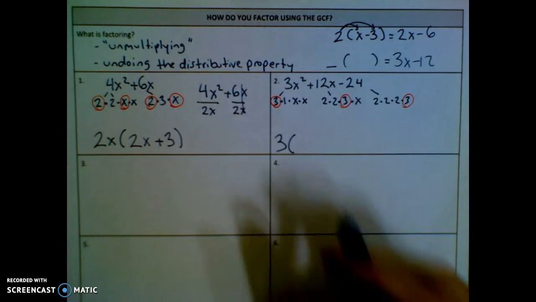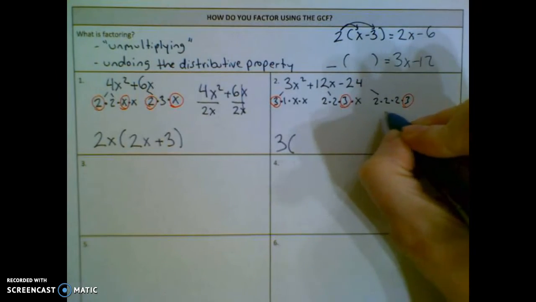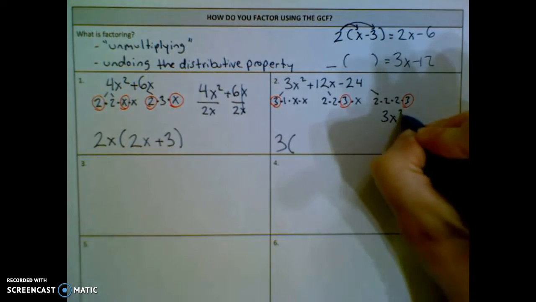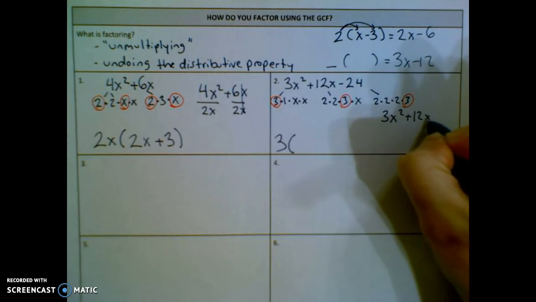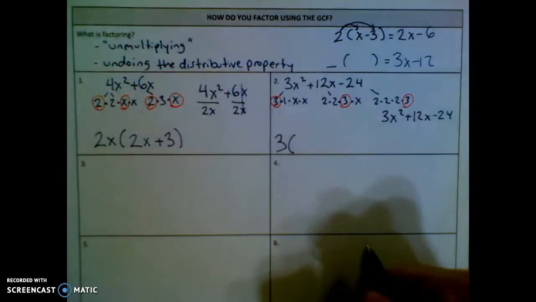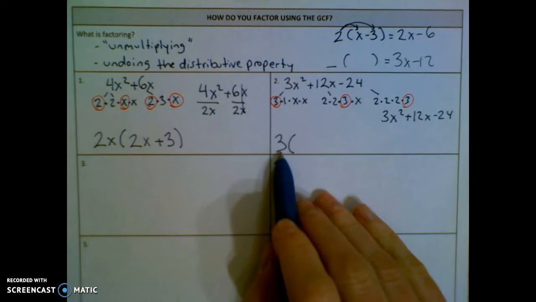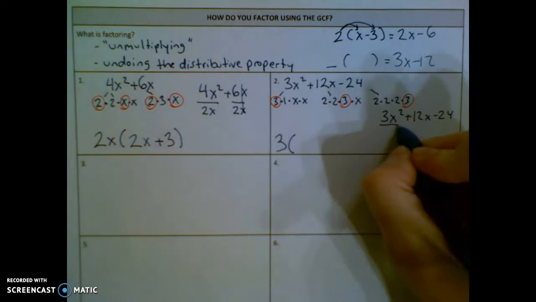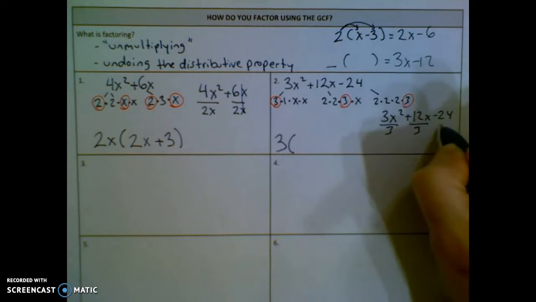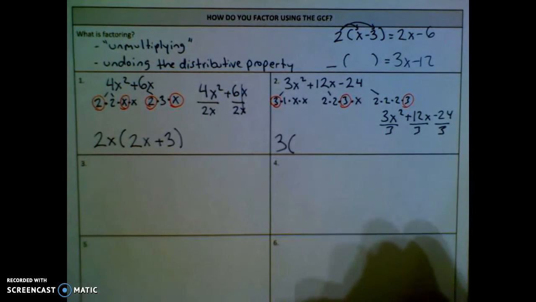Okay, I like to write my problem again, so I'm going to write it right here since I've run out of space a little bit. So 3x squared plus 12x minus 24. Whatever my GCF is, I'm going to write that below. So I'm going to divide by 3, and divide by 3.